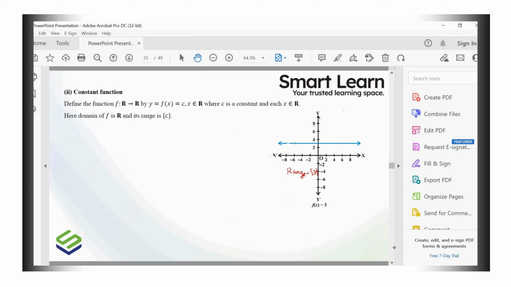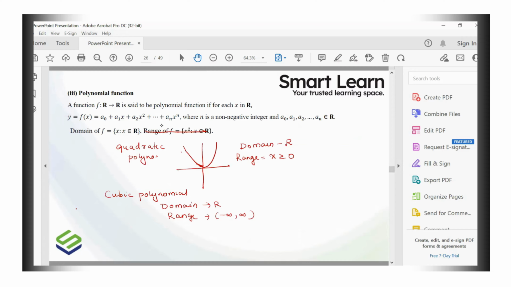Now, the second one is the constant function. Constant function means the function is from R to R, f(x) = c. Whatever input I give, I will get only the same output. That means if I put 2 here, I will get 3. If I put 4, I will get 3. So for all inputs, my output is 3. So here the domain is R, range is {c}.